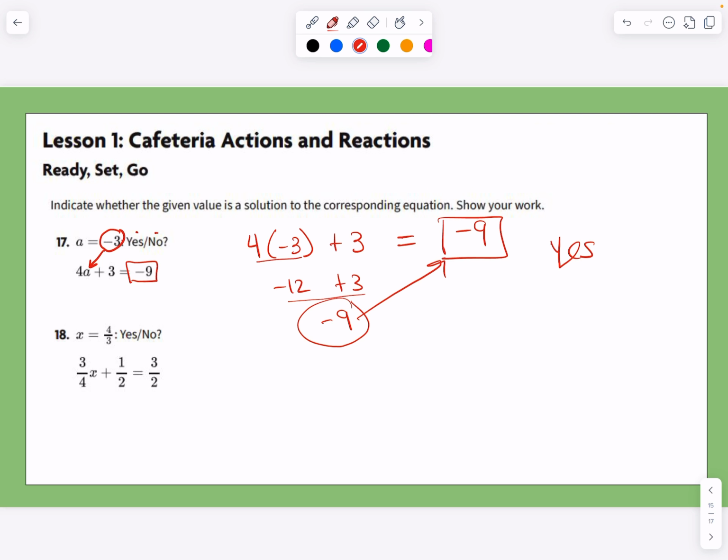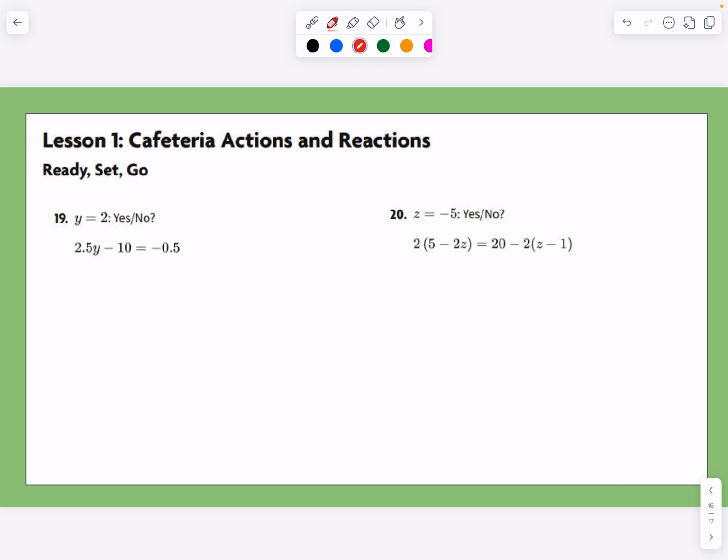All right, same idea for number 18. You're going to take the 4/3 and you're going to drop it right there and then multiply that out and then work with some fractions to see yes or no, is that value a solution? Number 19, same idea. Take the 2, put it right in there, multiply that out, and then see, is that a solution once you work that out, yes or no? I'll do one final one here.